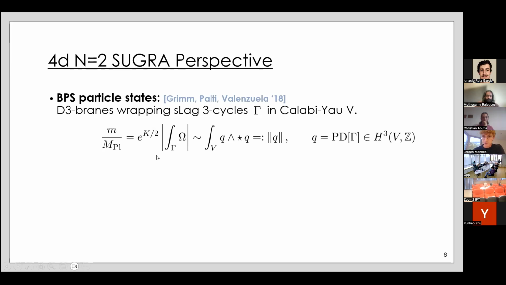And for the states that I will consider today, you can actually estimate the growth of this quantity simply using the Hodge norm of the three-form Q, that is the Poincaré dual of the cycle that is being wrapped. Okay? So this is the kind of quantity that we would like to study.